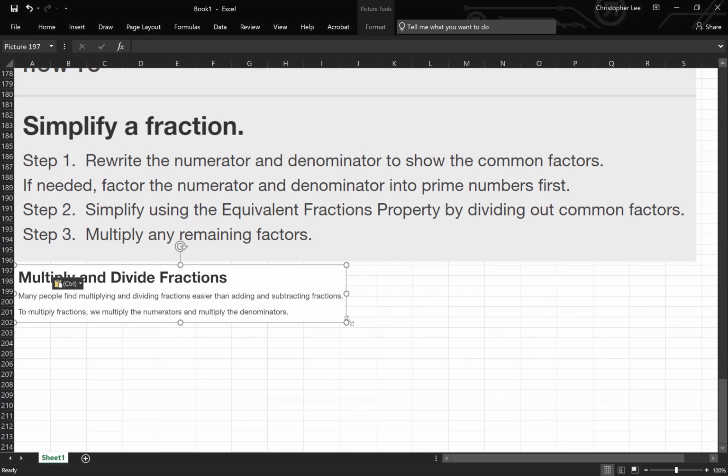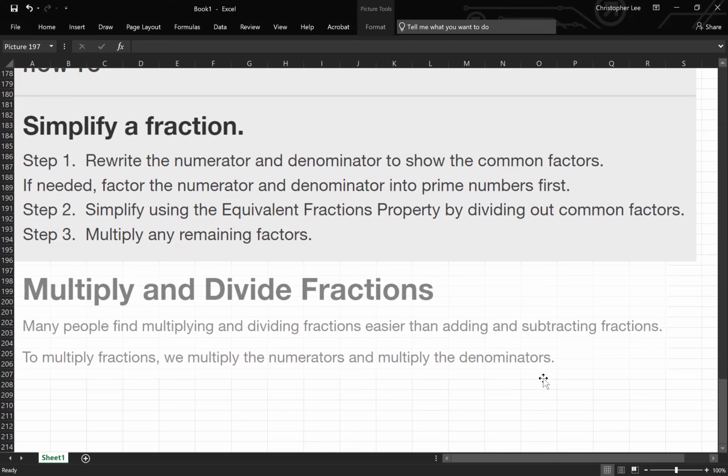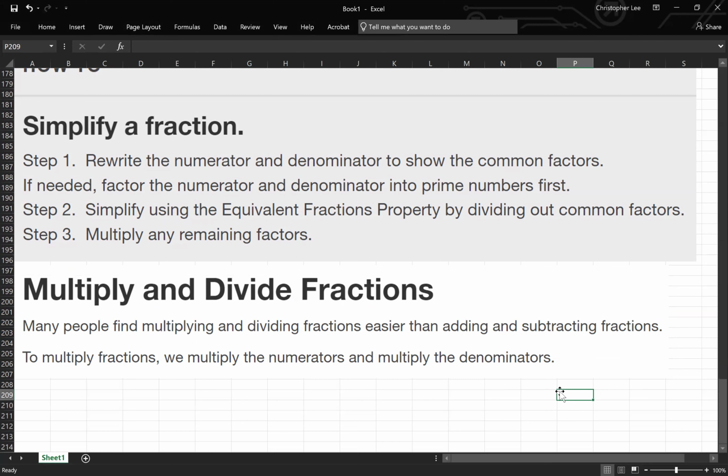Next, we're going to talk about multiplying and dividing fractions. So many people find multiplying and dividing fractions easier than adding or subtracting fractions. To multiply fractions, we multiply the numerator and multiply the denominator.